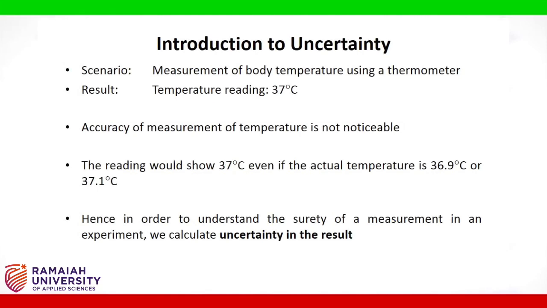Let us consider a scenario where a thermometer is being used to measure body temperature, where the reading on the thermometer shows 37 degrees Celsius. However, the accuracy of measurement of temperature is not noticeable with just this result. The reading would show 37 degrees Celsius even if the actual temperature is 36.9 or 37.1 degrees Celsius. Hence, in order to understand the surety of a measurement in an experiment, we calculate uncertainty in the result.